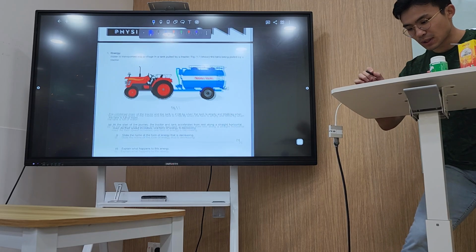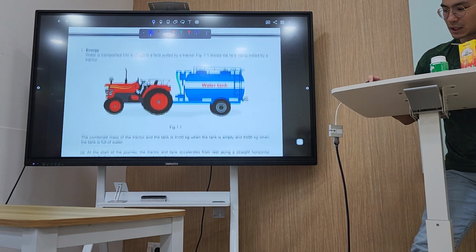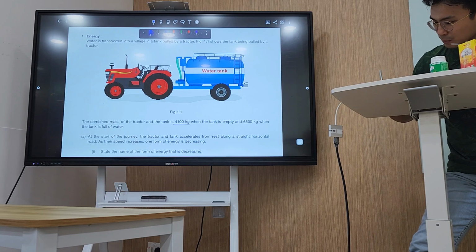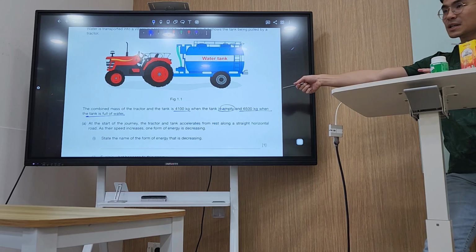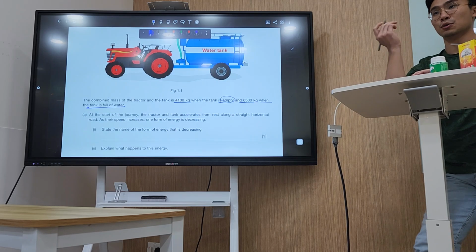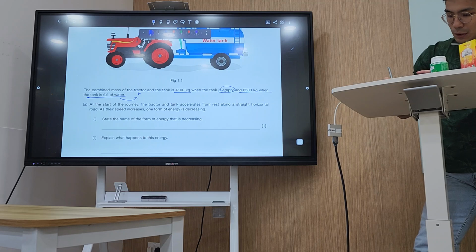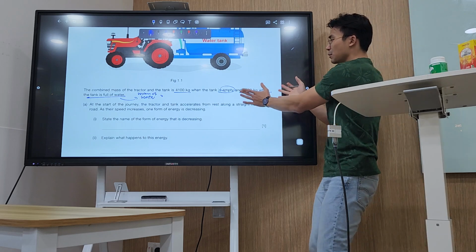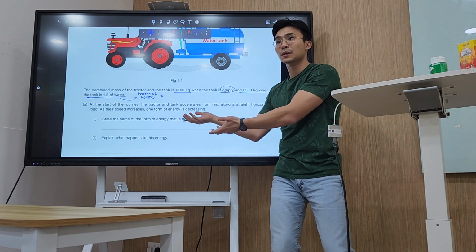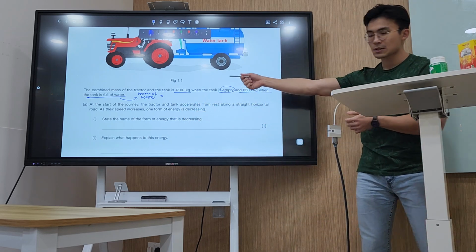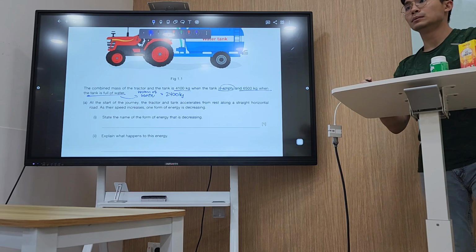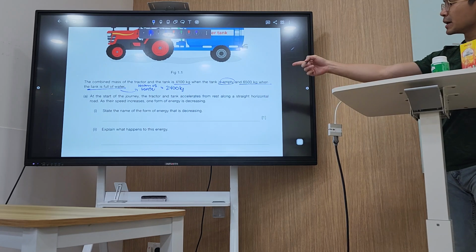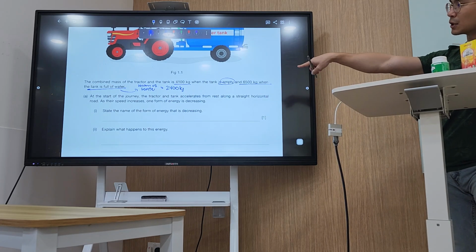Now, for this one, water is transported to the village, pulled by a tractor. Combined mass is 4,100 when it's empty, 6,500 when it's full of water. From this statement alone, we should be able to derive a conclusion that your mass of water will be whatever when you're full minus the empty tanks. Agree or not? Okay, 6,500 minus 4,100, the difference is 2,400 kilograms. That's one.